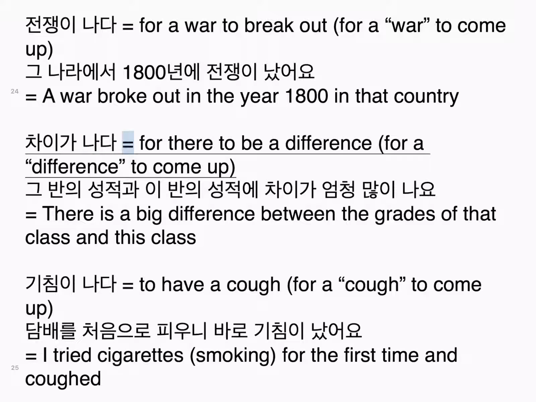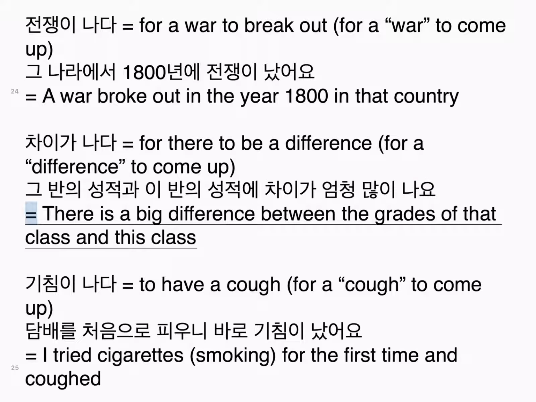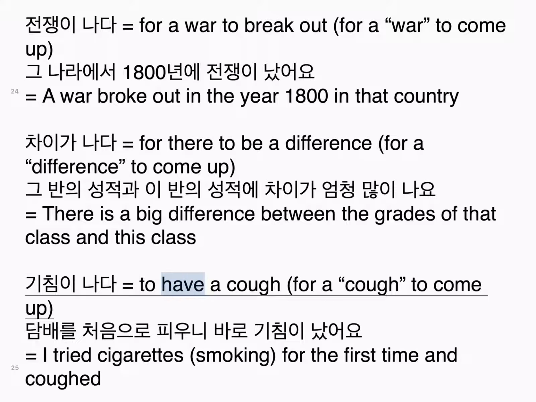차이가 나다. For there to be a difference. For a difference to come up. 그 반의 성적과 이 반의 성적의 차이가 엄청 많이 나요. There is a big difference between the grades of that class and this class. 기침이 나다. To have a cough. For a cough to come up. 담배를 처음으로 피우니 바로 기침이 났어요. I tried cigarettes, smoking, for the first time and coughed.